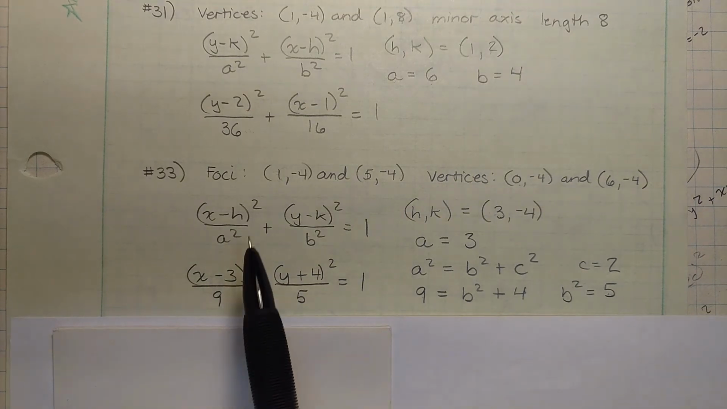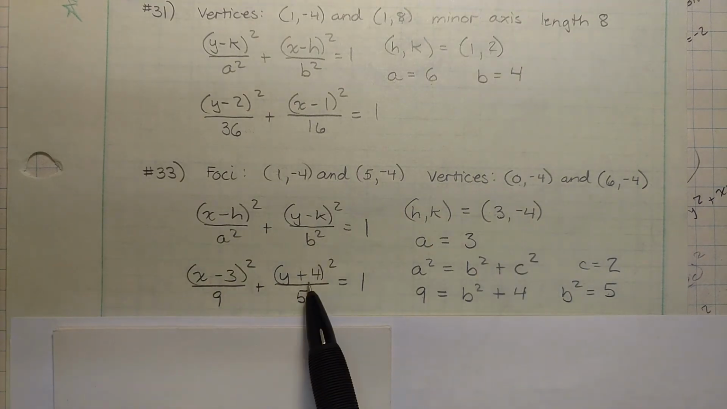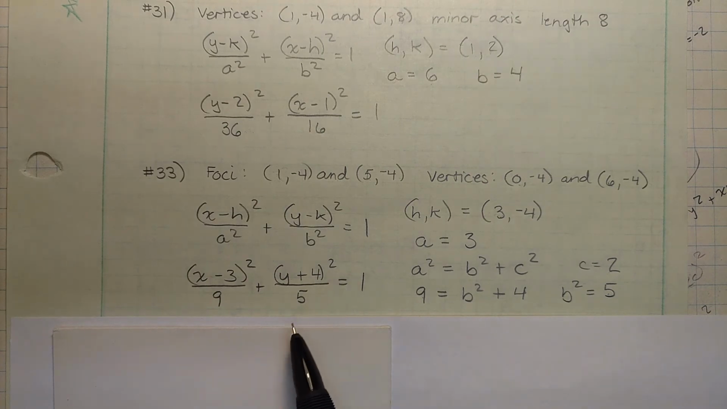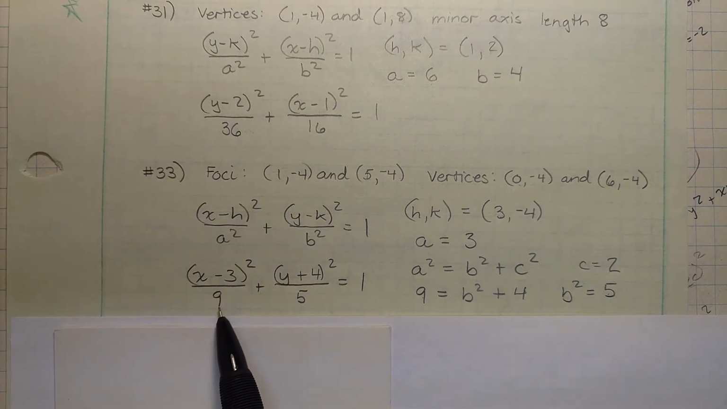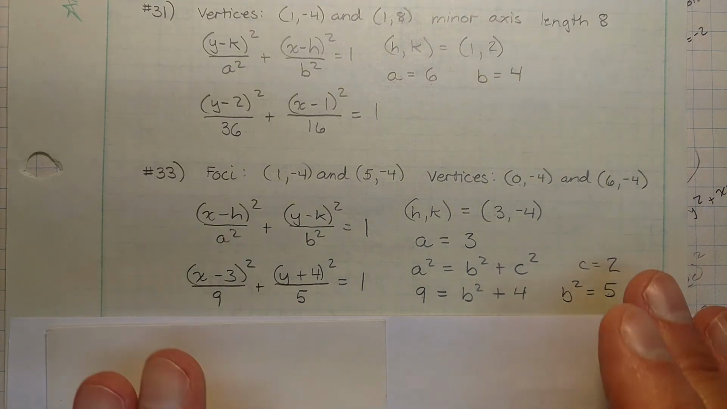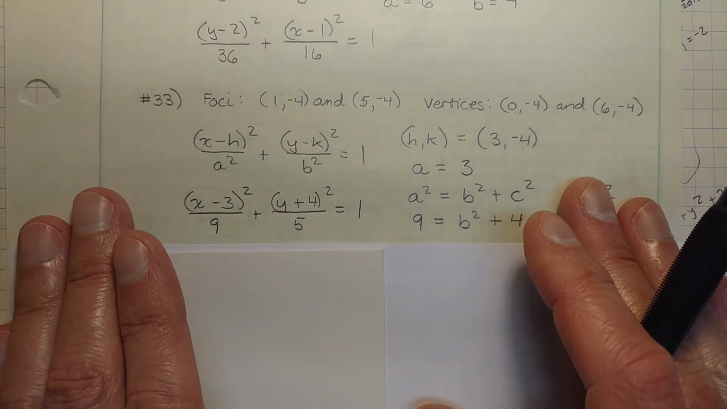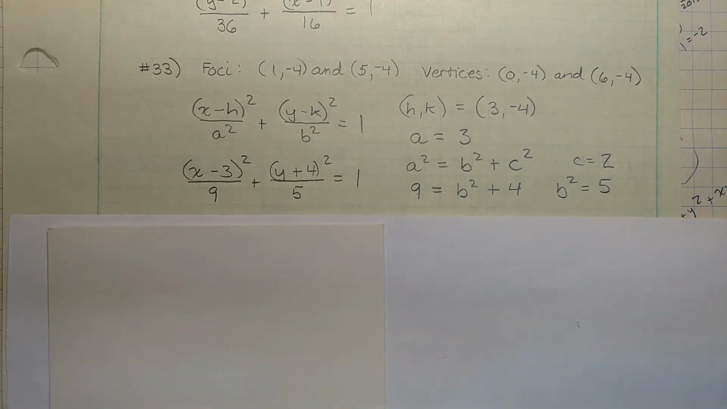Filling in 3 for h. -4 goes in for k, so that becomes y plus 4. And then I've got 9 for a squared, 5 for b squared, and I have my equation. All right, so far we haven't used eccentricity yet, but we need to do that.